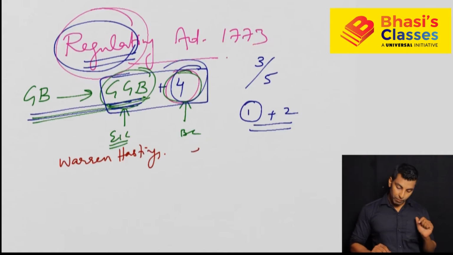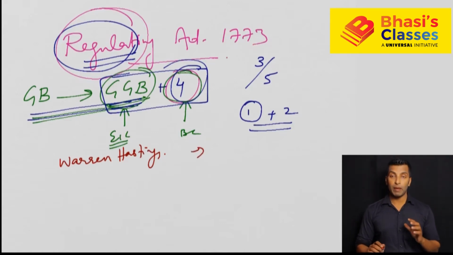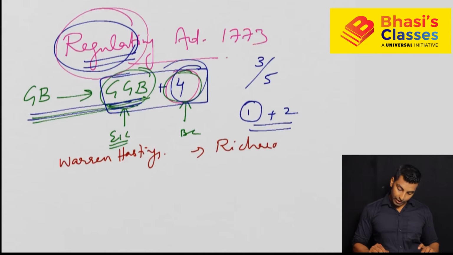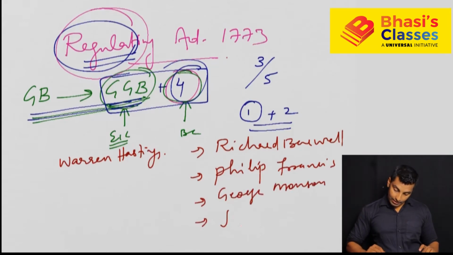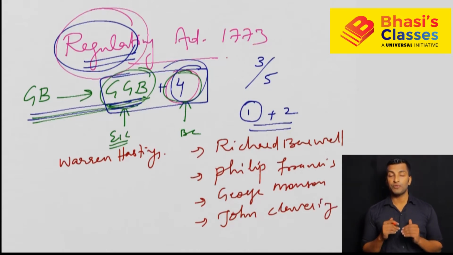Now you need to know the 4 members also, right? So the 4 members were Richard Barwell, Philip Francis, George Monson, and John Clavering. Since these are the first 4 council members, you can always expect a question from these 4 members. Just like, who among the following were the members of the first council?